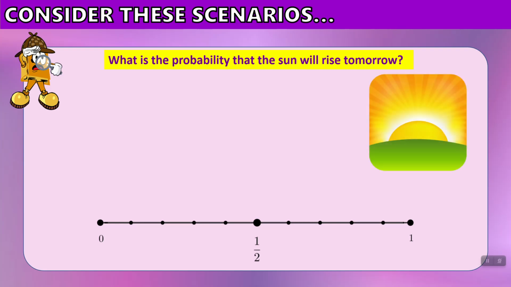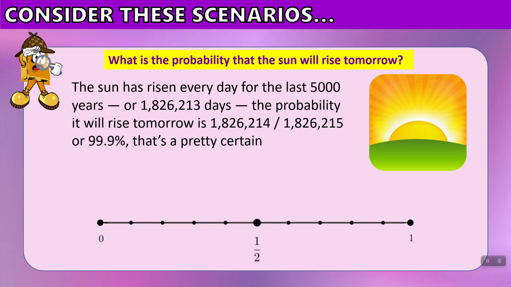Where would you put that along the probability line between 0 and 1? 0 being impossible, 1 being certain. Well, the sun has risen every day for the last 5,000 years, or 1,826,213 days. So the probability that it will rise tomorrow, which is 1,826,214 divided by 1,826,215, that's 99.9%. That's pretty certain to happen. So we say that's almost certain to happen. The sun will rise tomorrow.